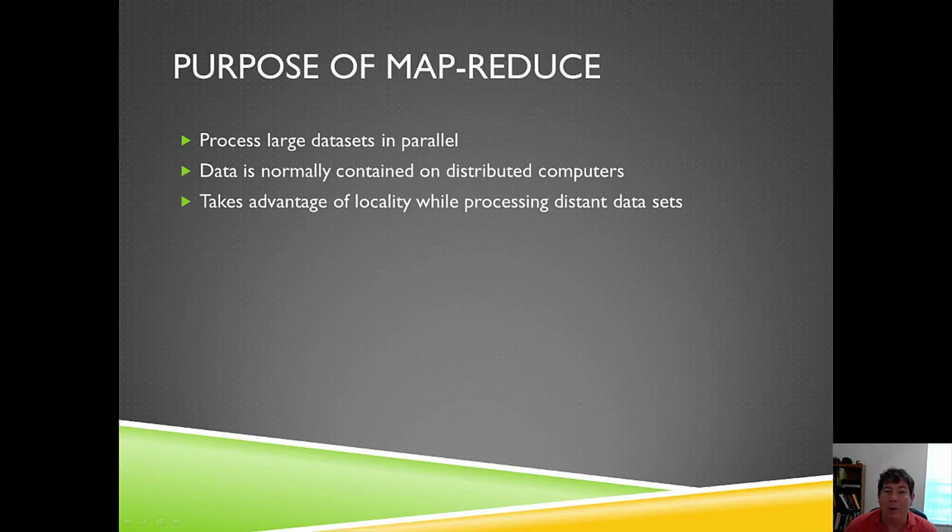The overriding purpose of MapReduce is to process large data sets in parallel. For instance, you might have web servers across the country and you want to do an analysis of all their web traffic from their logs. Data is normally contained on distributed computers, and this takes advantage of locality while processing distant data sets.